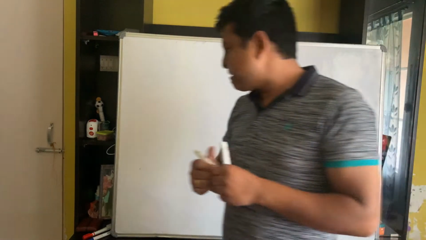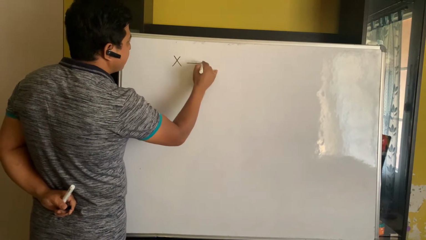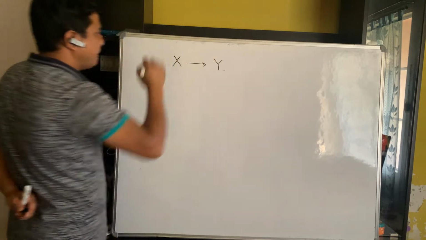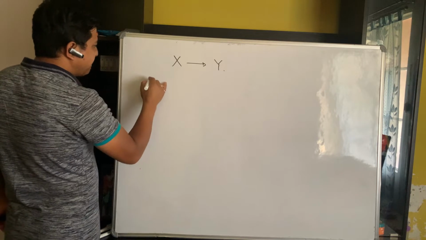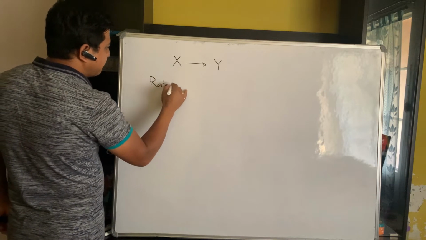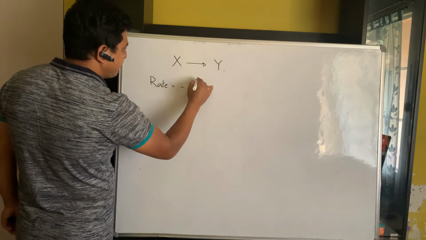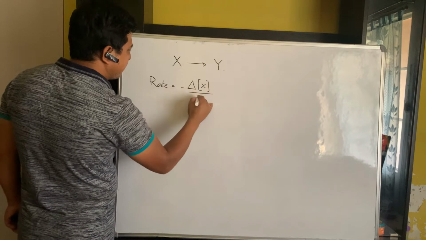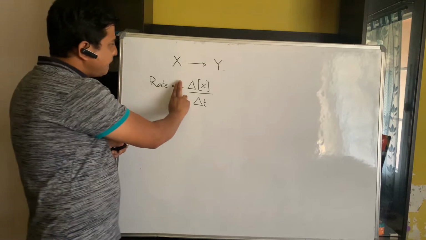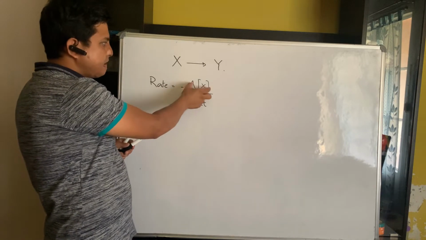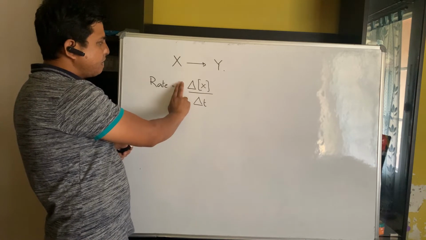So once more, I'll consider a hypothetical reaction X gives Y. In the last class, we said that when we express the rate in terms of concentration of reactant, we place a negative sign: minus delta X by delta T. So why do we place a negative sign out here? See, delta X is already negative. If I don't place a negative sign out here, the rate will become negative.